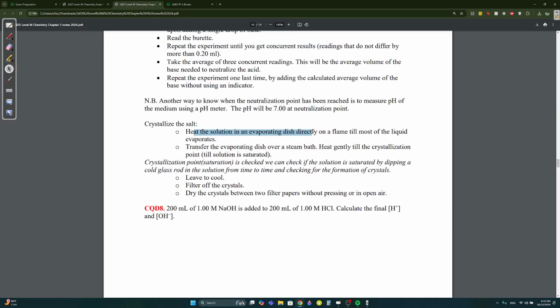Heat the solution in an evaporating dish directly on a flame till most of the liquid evaporates. When most of the liquid evaporates, you transfer it over a steam bath. Then you heat gently to the crystallization point. The crystallization point is checked. We can check if the solution is saturated by dipping a cold glass rod. Okay, this is important. I know I wrote this somewhere.